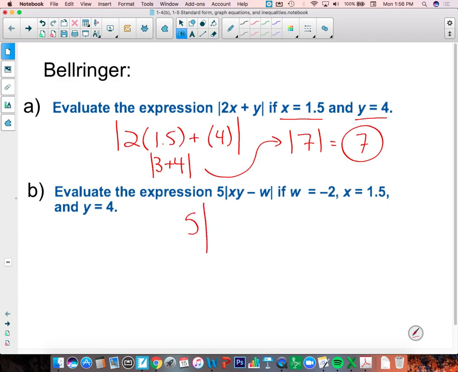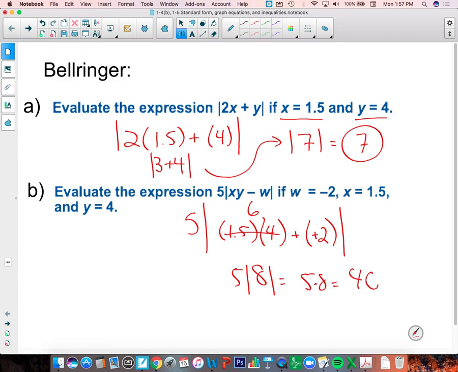Okay, plugging into the second one here. So we have 5 times the absolute value of x, which is 1.5, times y, which is 4, and then minus w, which is -2. So it looks like our absolute value brackets aren't really going to change a whole lot with this one also. Okay, 1.5 times 4, that gives me 6. And then a double negative here, so that turns into a positive. So we have 6 plus 2, which is 8 inside of our absolute value brackets. We have 5 times the absolute value of 8, which is just 5 times 8, which is 40. All right, so there's your bell ringer.